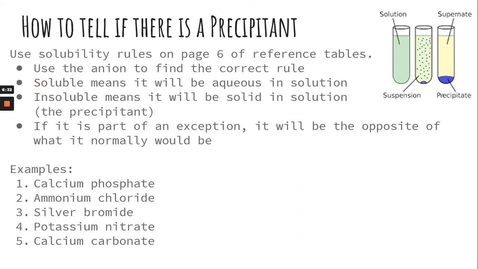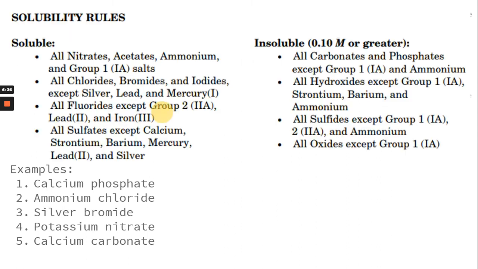So let's look at some examples. Again, you have to be looking at your reference table, which is on page 6. And at the top, you're going to see on page 6 the solubility rules. Soluble means aqueous. It will dissolve in water. Insoluble means it will stay a solid. So AQ and S. You look at the anion, the second thing, and it says phosphate.